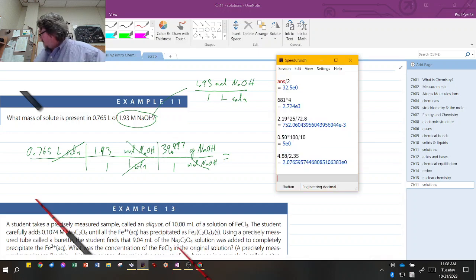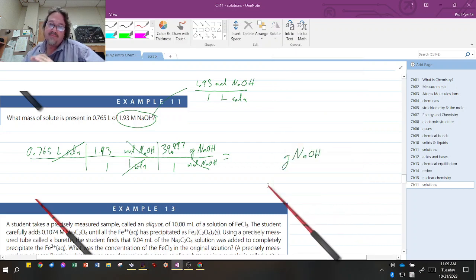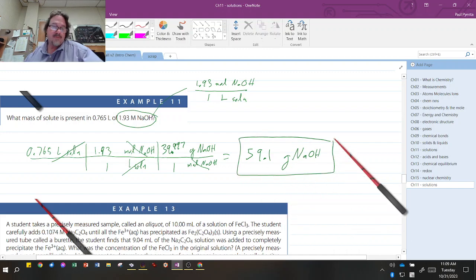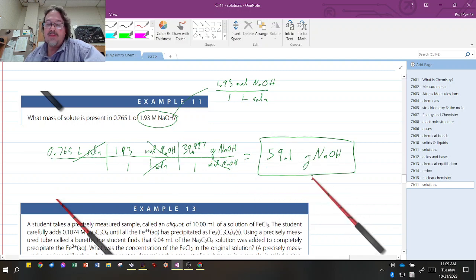All right, 0.765 times 1.93 times 39.997 equals 59.1. 59.1 grams. All right, so just to back up and recap there, we're trying to make that volume of that concentration solution. They're saying how much of the sodium hydroxide, the solute, do I have to weigh out to do that? And we just did the calculation. It turns out to be 59.1 grams of it.